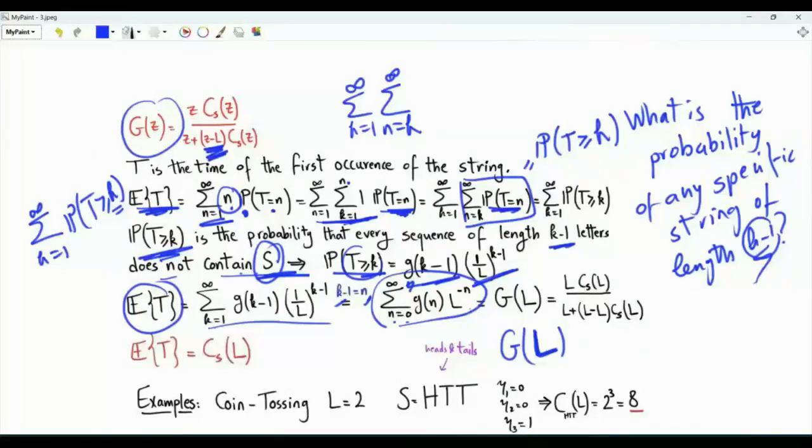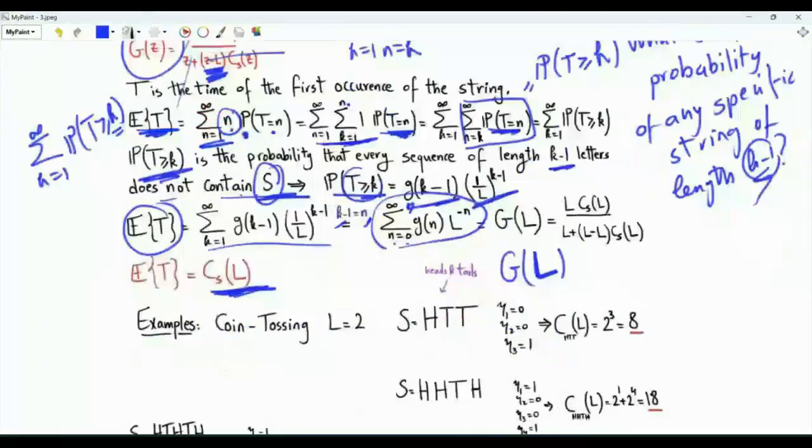We have here z minus L, so if z is set equal to L, this disappears, and then L in the numerator is cancelled with the L in the denominator, and we are left with Cs of L.